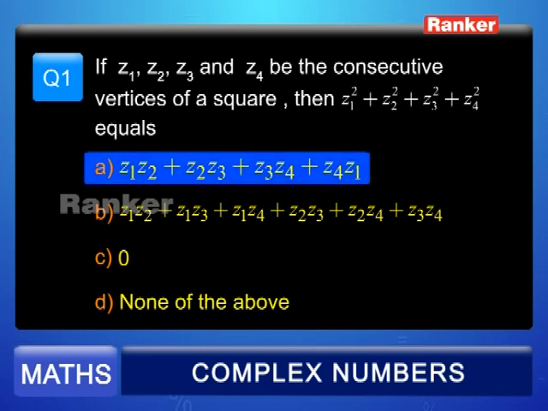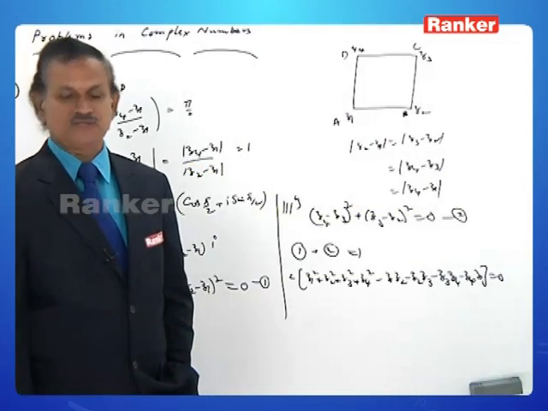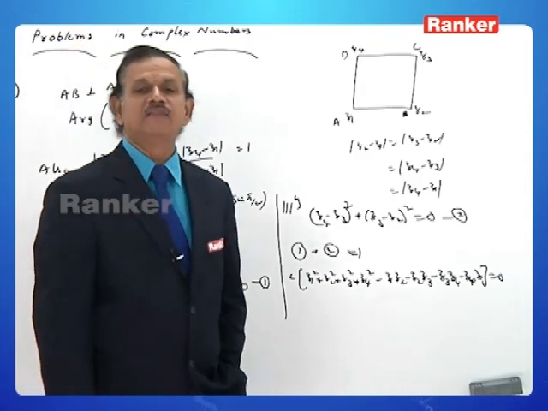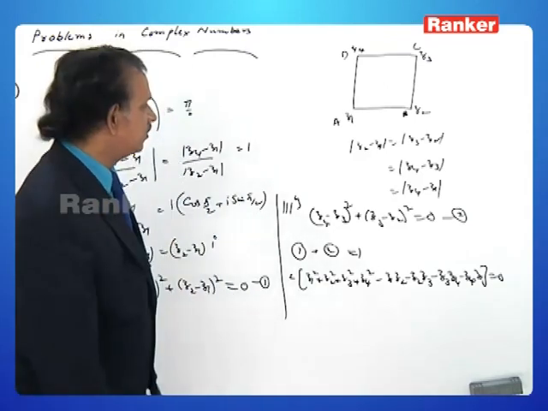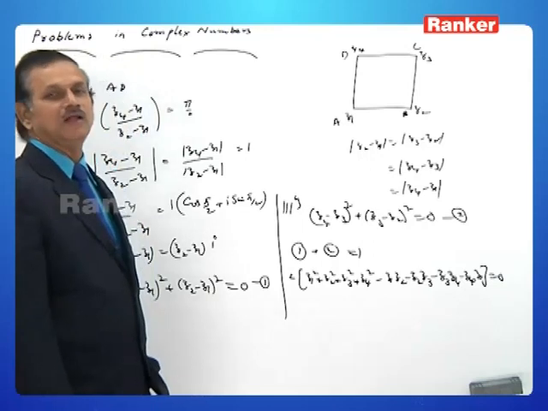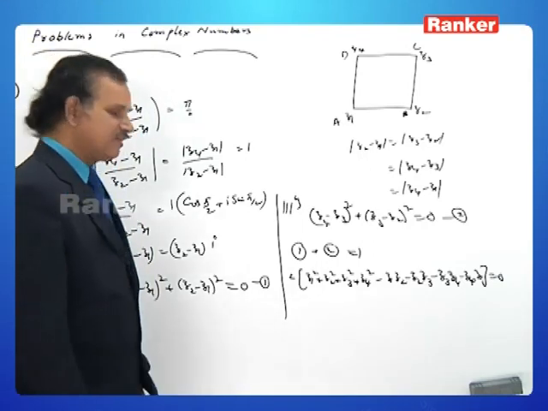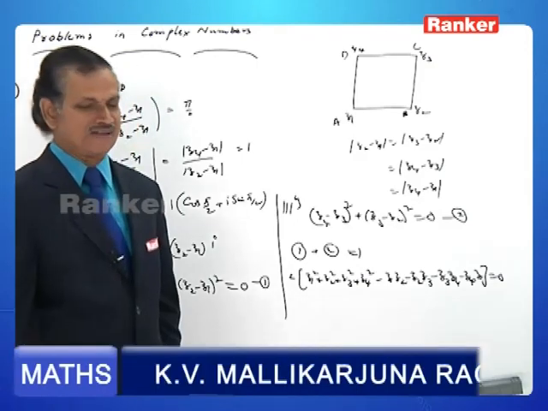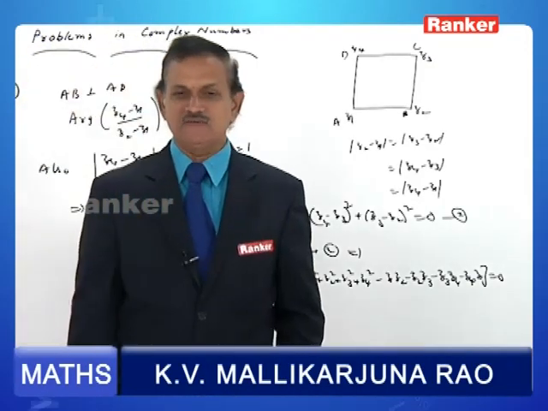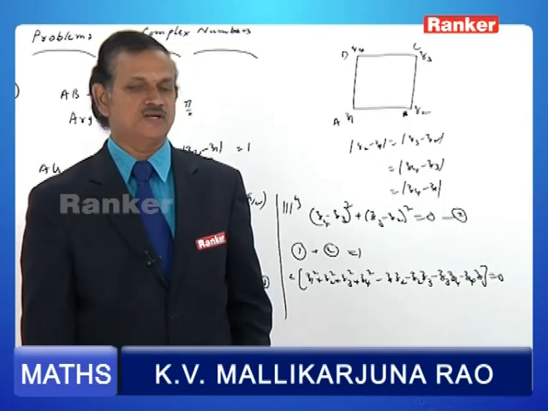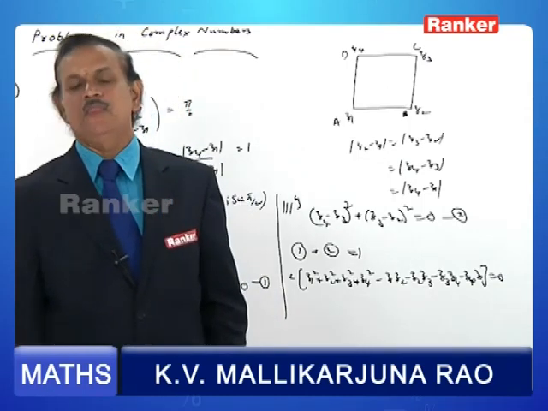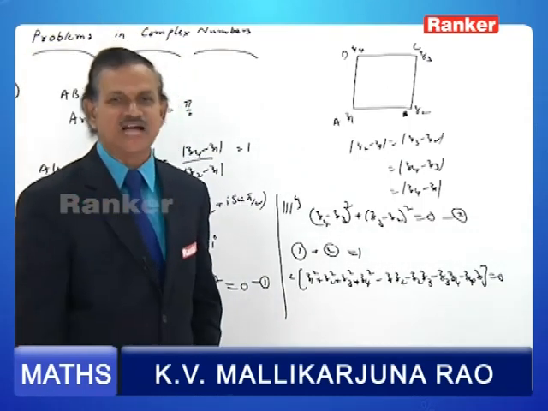We could have made use of the properties of a square. Between any two adjacent sides, the angle is 90, and of course all the sides are equal. By making use of those two things, we are able to get the answer Z1 square plus Z2 square plus Z3 square plus Z4 square is equal to Z1 Z2 plus Z2 Z3 plus Z3 Z4 plus Z4 Z1. That is option A is the correct option.